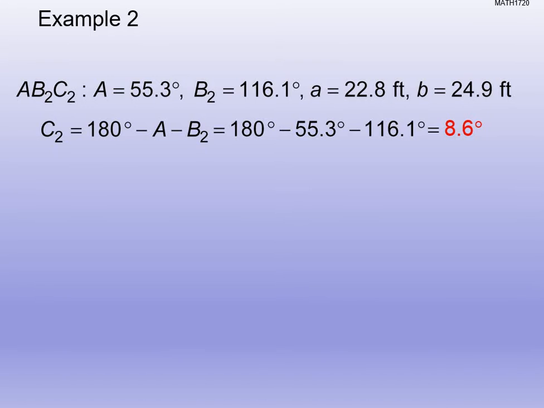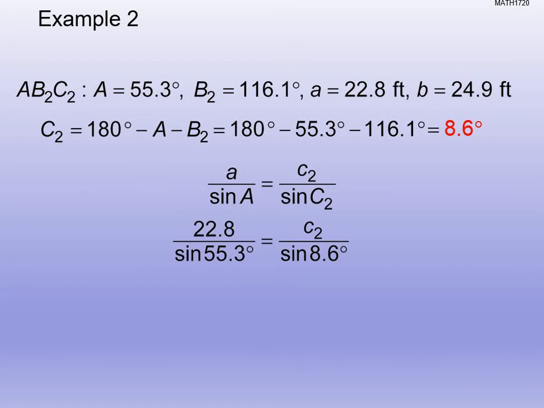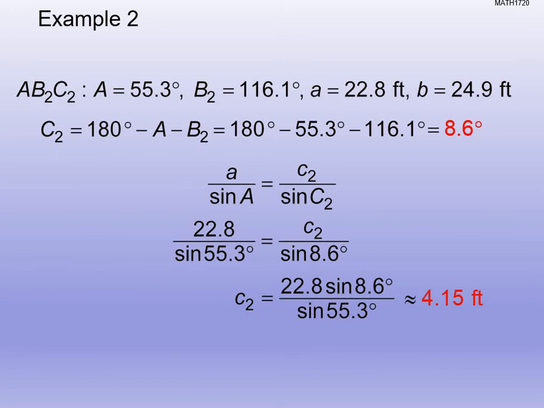Now we're going to use that to find little c for this triangle. Same way we did for the last triangle, set up a over sine A equals c2 over sine of C2. Now that we know big C2, right, we can substitute everything in. So same calculation in your calculator, put the numerator in parentheses and then the sine argument in parentheses, or do the numerator, do 22.8 sine of 8.6 divided by, hit enter, then hit divided by sine of 55.3. All right, so when you get the length is going to be 4.15 feet.